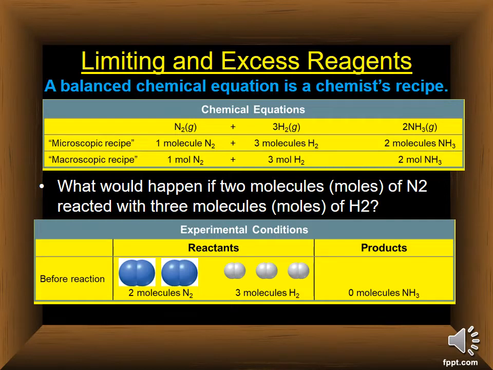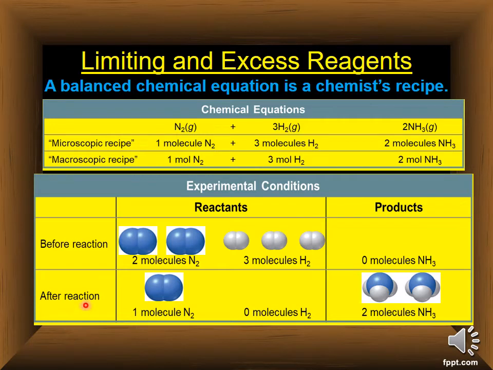So how much ammonia do you get? Nothing, because before the reaction nothing has happened. You haven't mixed the nitrogen and hydrogen, so you don't get anything. Then after the reaction, what is going to happen? When you mix them together, after the reaction, 1 molecule remains on the nitrogen side, and all 3 molecules of hydrogen are used up to produce 2 molecules of ammonia.